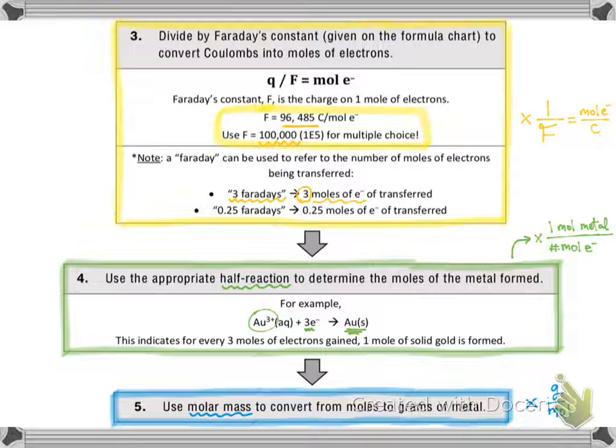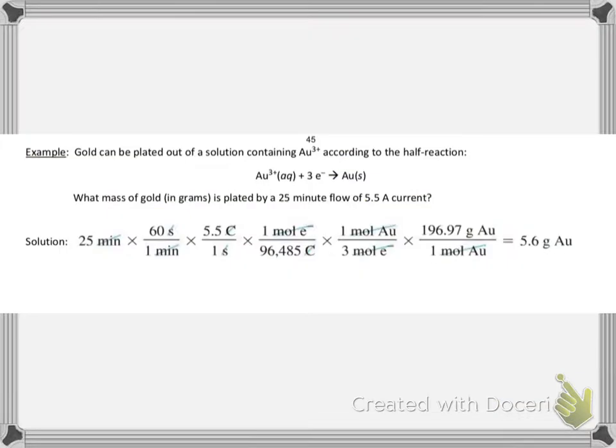Let's go ahead and see what a problem of this type might look like when you're solving it. In this example problem, we are looking at gold, shiny gold. Once again, we're looking at that gold 3+ being reduced down to solid gold. What is the mass of gold in grams that will be plated out if we have an electrolytic cell with a flow of electrons running for 25 minutes at 5.5 amps of current?